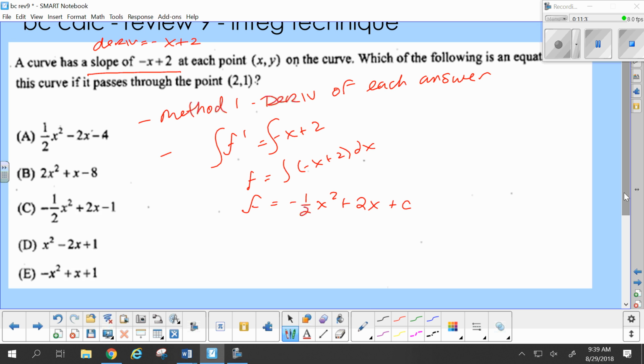Plug in the point. I have a family of different curves. I have a ton of different parabolas. I could nail it down by knowing, hey, not only does it have this derivative thing, but it also must go through T1. That nails it down.